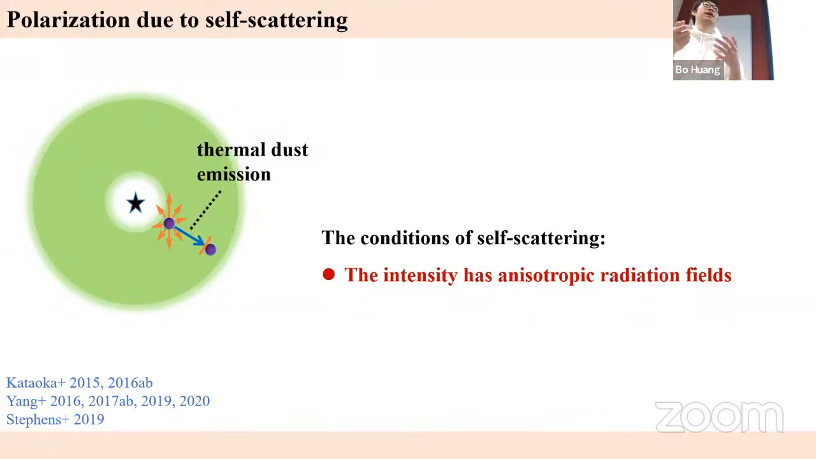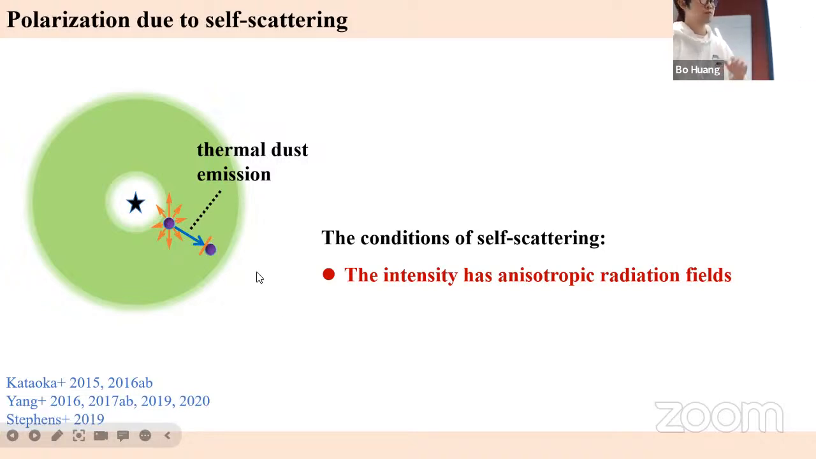If you have an isotropic radiation field, that means the radiation comes from all directions equally, so it will not produce polarization. But if you are in an anisotropic radiation field, that means the radiation has a preferred direction to hit this particular dust grain, resulting in polarization. In this case, the anisotropic radiation field is from the interior, and the polarization we expected is right here.